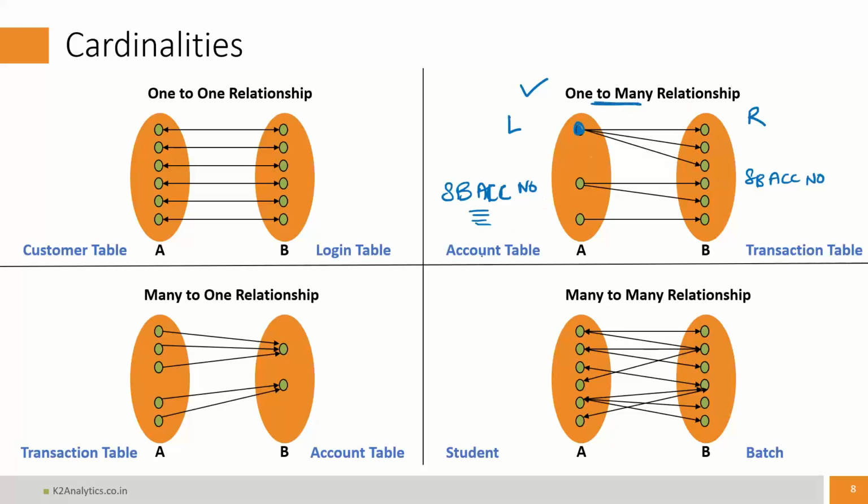Here on the left hand side, we have taken the account table. On the right hand side, we have taken the transaction table. If we flip and keep the transaction table on the left hand side and the account table on the right hand side, the join would become many to one.